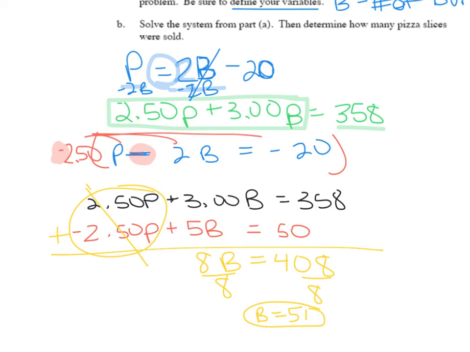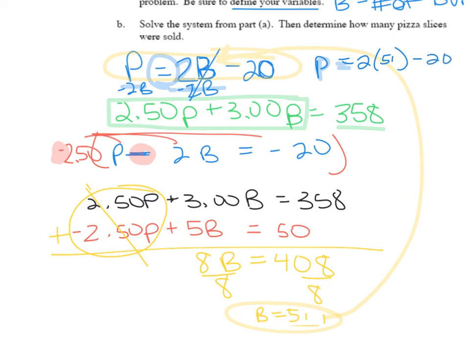Now that we know we have 51 burritos, we can use these 51 burritos to plug in and calculate how much pizza was sold. So I'll take 51 burritos, calculate number of burritos here. So p equals 2b, we're going to replace b with 51 burritos, minus 20. 2 times 51 is 102, minus 20 would be 82 slices of pizza.